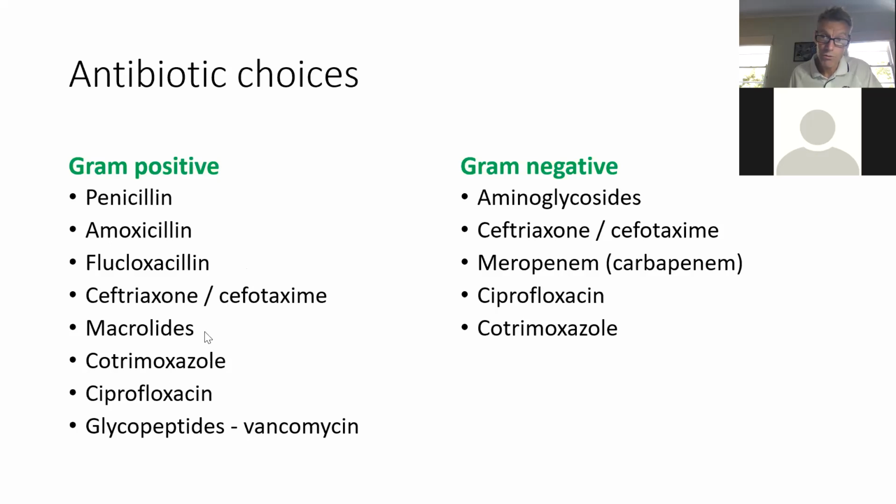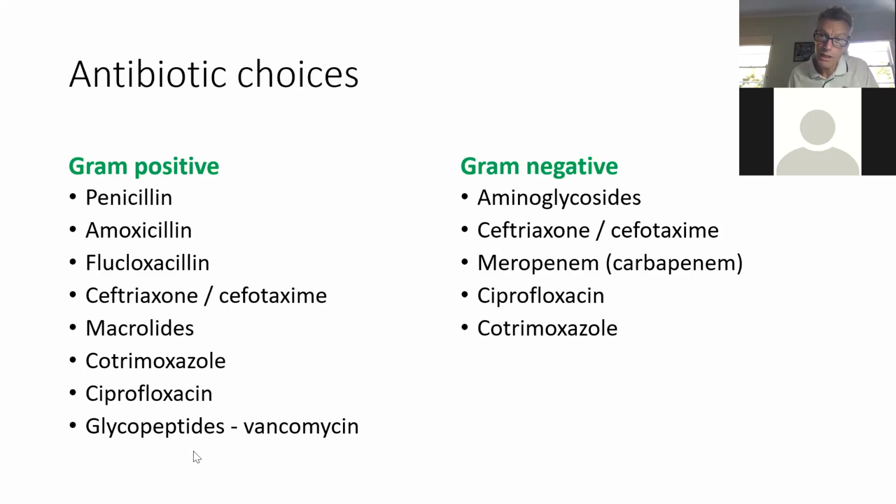Macrolides are like erythromycin or azithromycin, and they typically treat atypical organisms, but they also treat gram-positive infections. And then there's cotrimoxazole that treats both gram-positive and gram-negative infections. And then ciprofloxacin, it will treat both gram-positive and gram-negative infections.